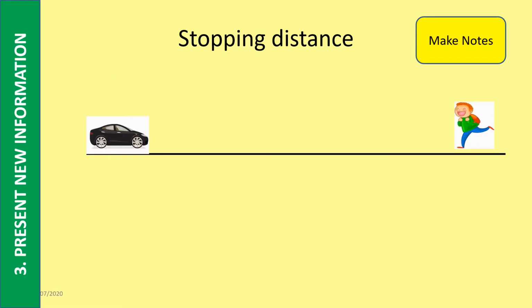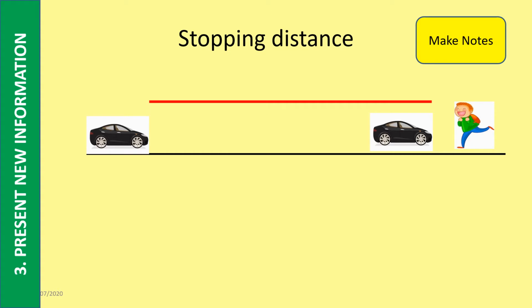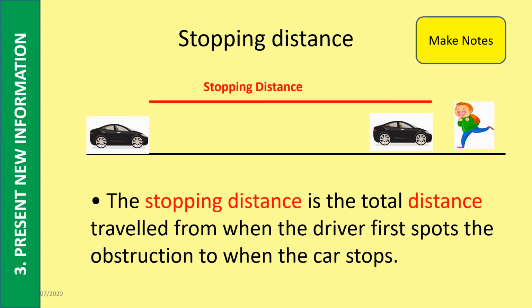Let's start by having a look at this situation. If you have a vehicle traveling along the road and there is an obstruction in the road, in this case a child, the driver will apply the brakes and bring the vehicle to a stop. So let's say he manages to stop it here. This distance that he's covered from when the obstruction first appears to when the vehicle is stopped is called the stopping distance, and it's a definition that you need to remember. The stopping distance is the total distance travelled from when the driver first spots the obstruction to when the car stops.